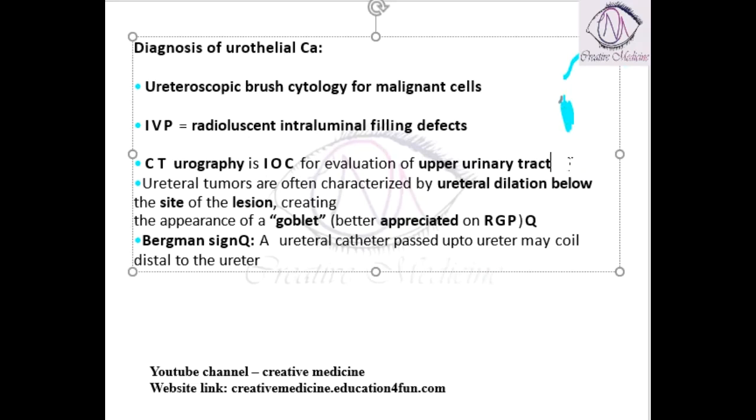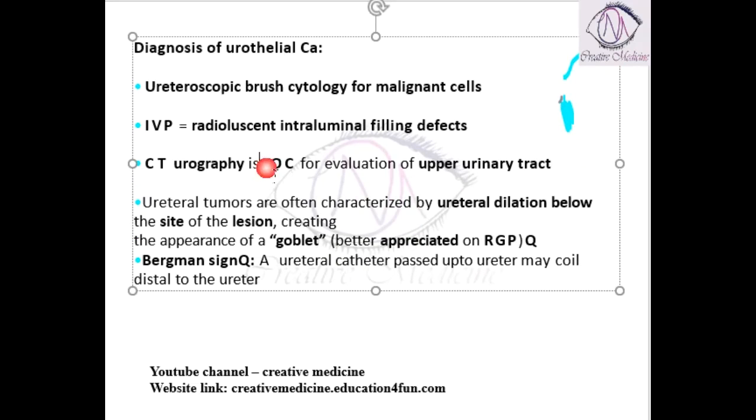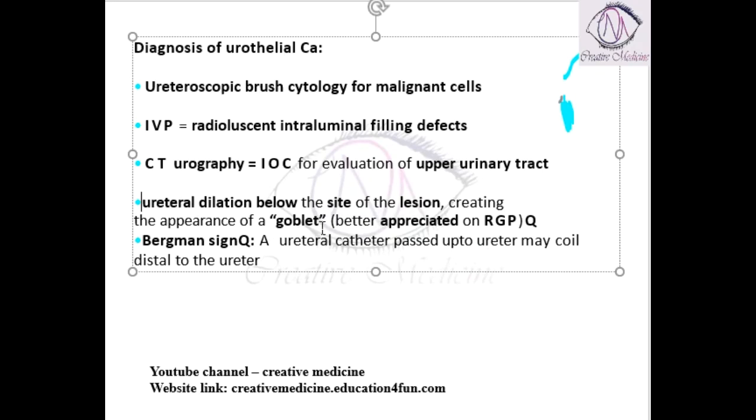Then you can do a CT urography. CT urography is actually the investigation of choice for evaluation of the upper urinary tract. So with the help of CT urography, you can evaluate the upper urinary tract and you can see if there are any urothelial tumors. In these urothelial tumors, ureteric dilatation is mainly seen below the site of the lesion. Because of this ureteric dilatation below the site of the lesion, this will actually appear as a goblet.